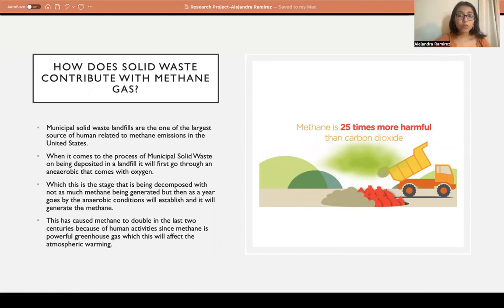Municipal solid waste landfills are one of the largest sources of human-related methane emissions in the United States. When municipal solid waste is disposed of in a landfill, it will first go through an aerobic stage, with oxygen, where it is decomposing without as much methane being generated. But as a year goes by, the anaerobic conditions will establish and it will generate methane. This has caused methane to double in the last 2 centuries because of human activity, since methane is a powerful greenhouse gas, which will affect atmospheric warming.